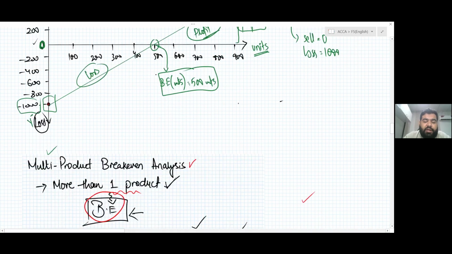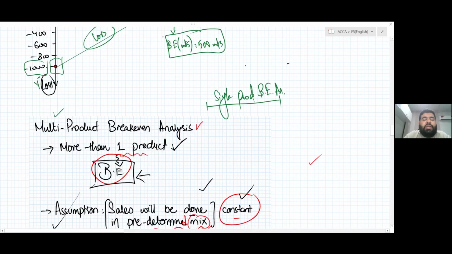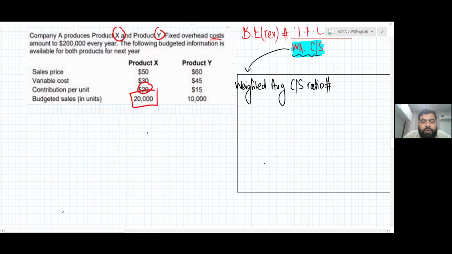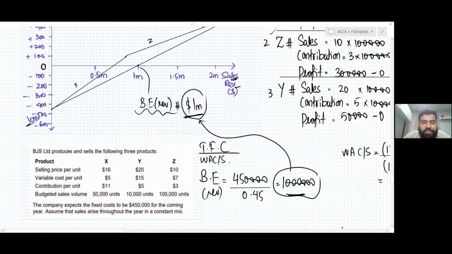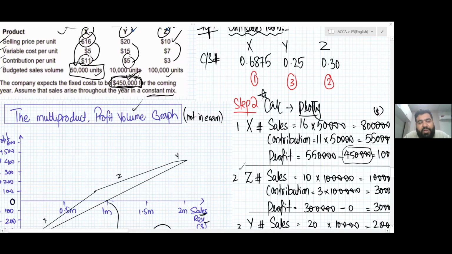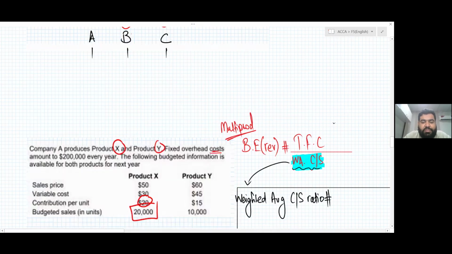The profit volume graph ends here. Till here we are done with single product break even analysis. Now onward, in the next lecture we'll go towards multi-product break even analysis, and there is a graph there as well, and we'll complete the chapter in the next class.